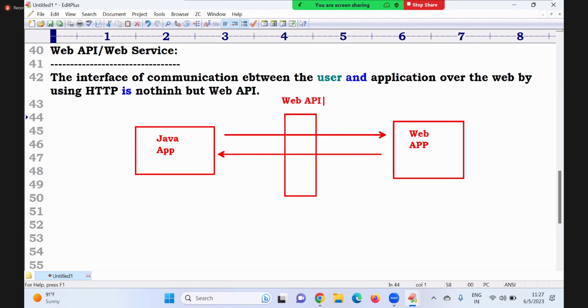So this side, the left side, may be Java or Python, anything. Java program means we save it as .java and run it. Python means we save it as .py and run it. So any application can communicate with one web application. One interface is required. That interface is nothing but web API. Simple.